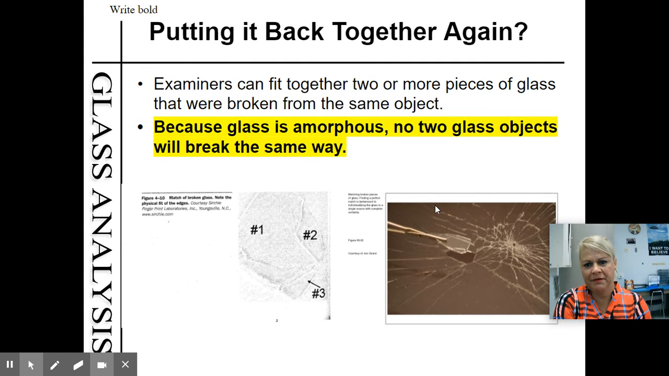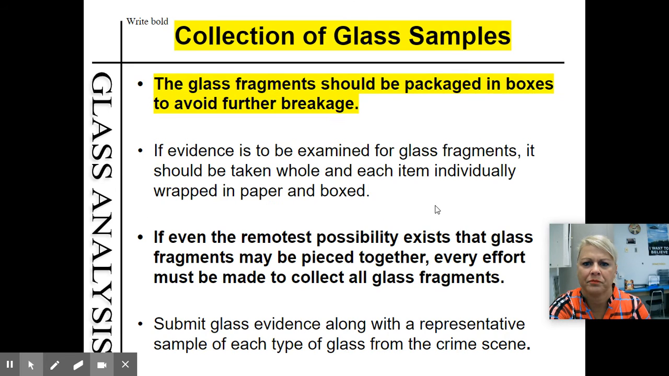Sometimes examiners can fit together a couple pieces of glass broken from the same object, and because glass is amorphous, no two glass objects will break the same way. When you're collecting glass samples, they need to be packaged in boxes so that they won't break any further. Each item should be individually wrapped. If there is a remote possibility that glass fragments can be pieced together later on, you should try to collect every piece of glass fragment. And then you should always take your control sample.